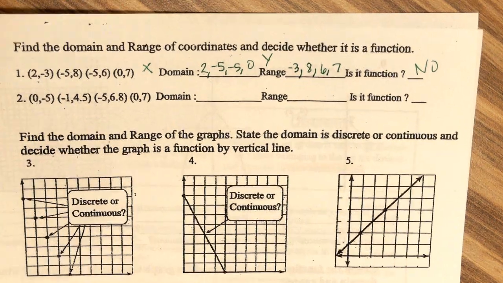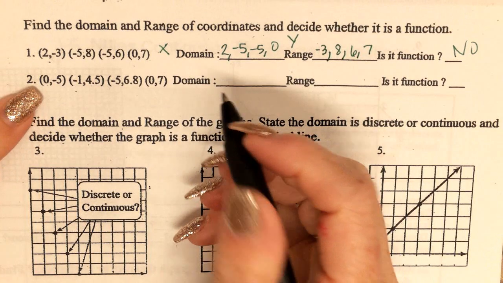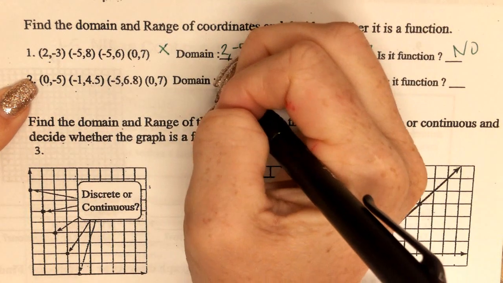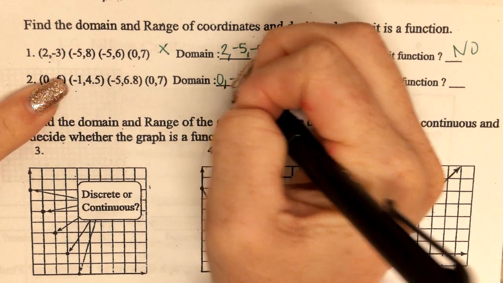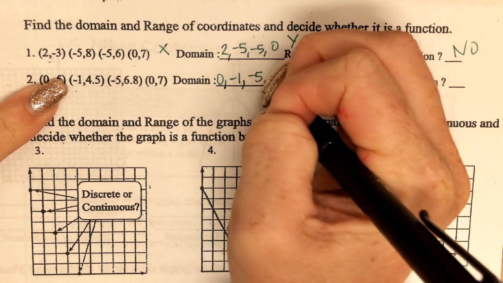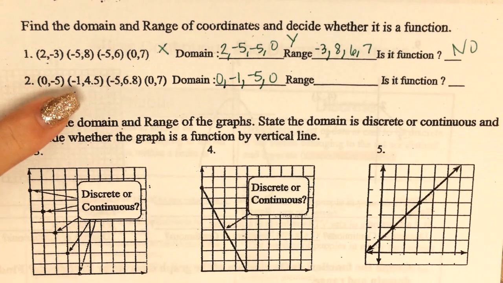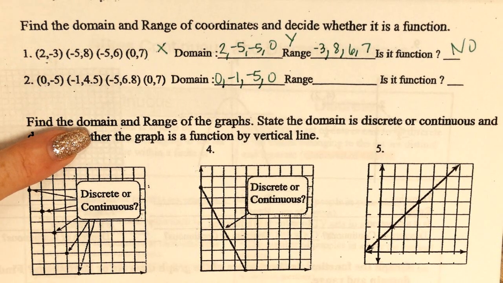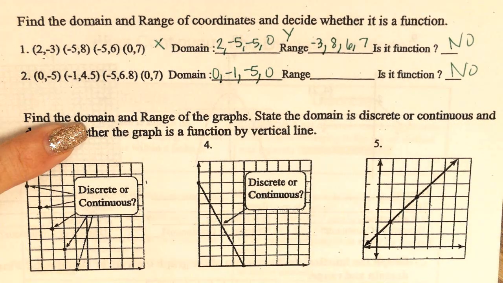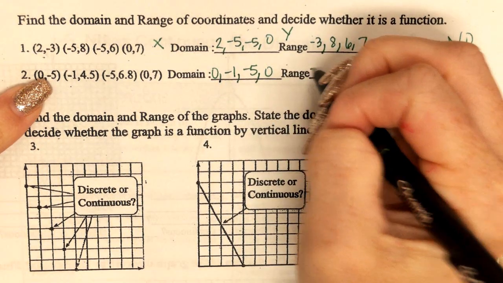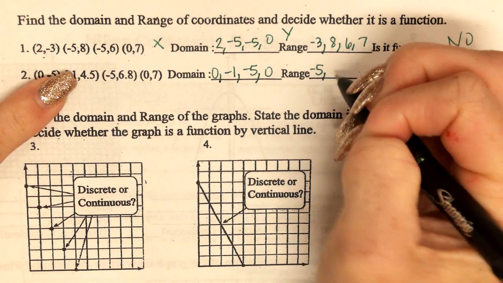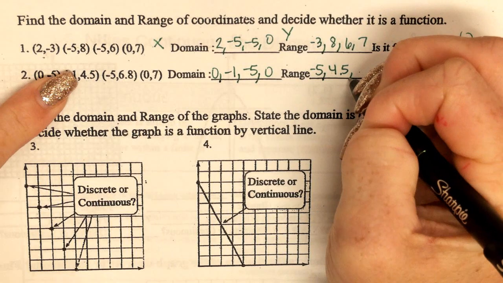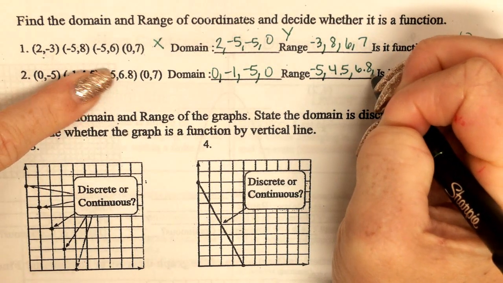Okay, let's look at the next one. The domain is the x's, so my domain is 0, -1, -5, and 0. Is this a function? Why not? The zero is repeated, so no, it's not a function. The range would be -5, 4.5, 6.8, and 7.